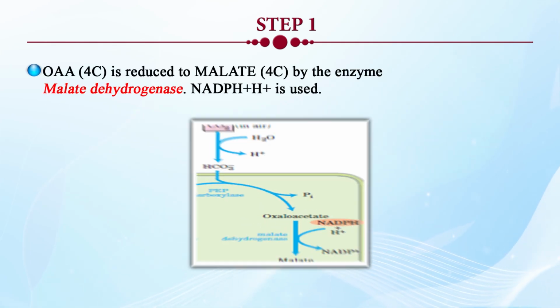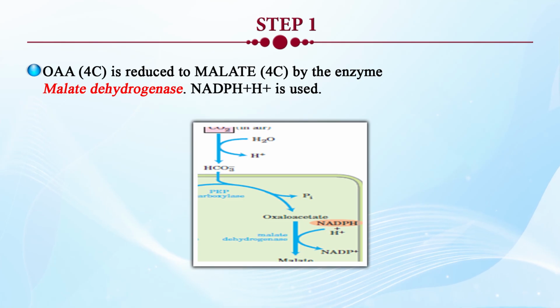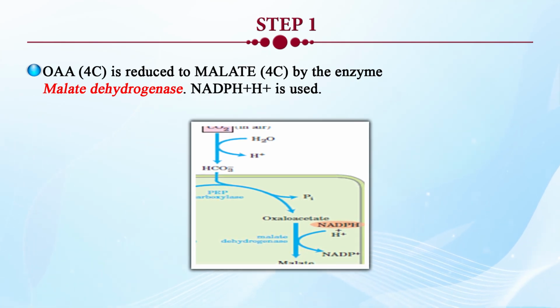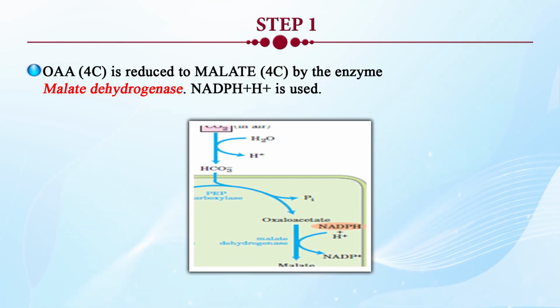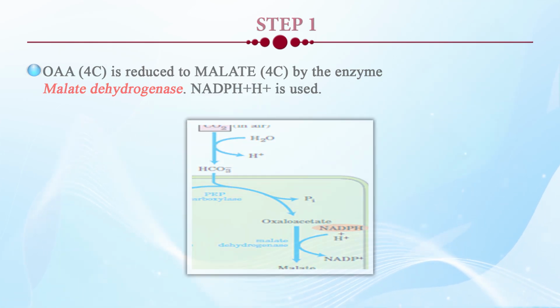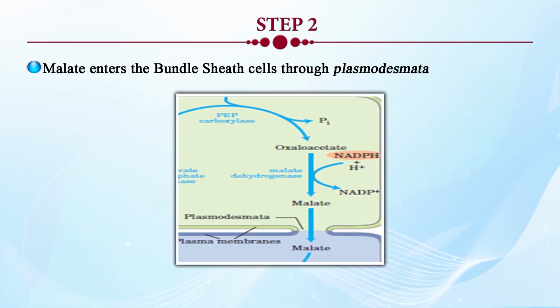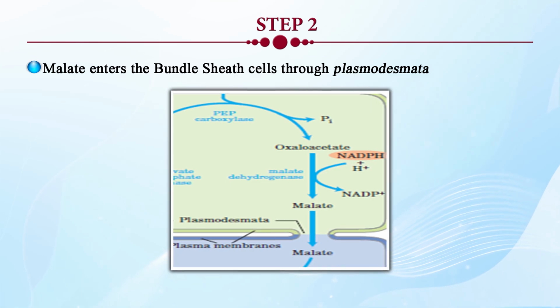So, once OAA is formed, it gets reduced to malate by the enzyme malate dehydrogenase, and in this process the coenzyme, that is NADPH plus H plus, is used. Now, malate once formed is going to enter, with the help of plasmodesmata, into the bundle sheath cells.